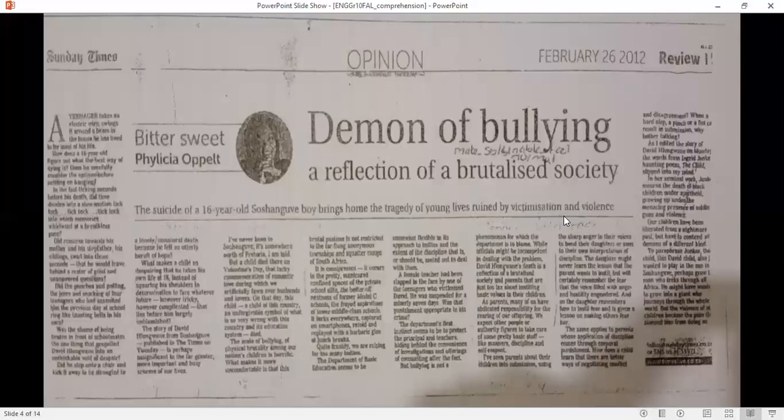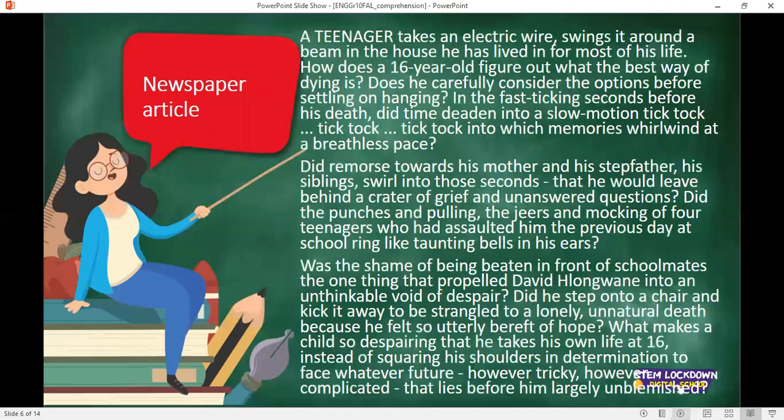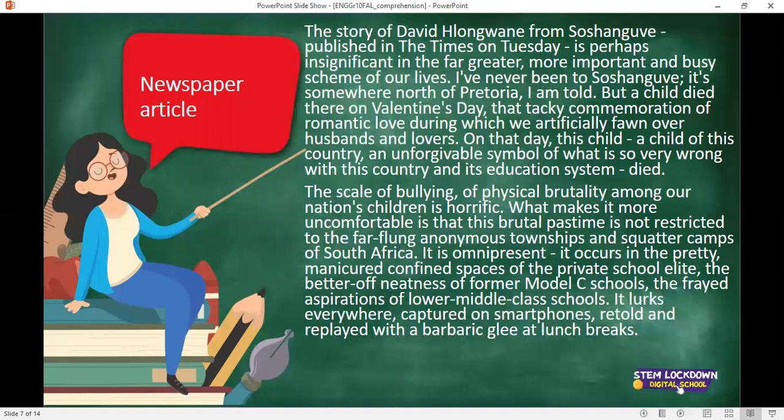Sarah says 2012, February something. That's correct. But remember, it said not from the Sunday Times, but from the Times newspaper. So on the Sunday Times, it appeared on the 26th of February, 2012. But I want to know when it first appeared in the Times. Okay. Felicia mentions it somewhere in the story.